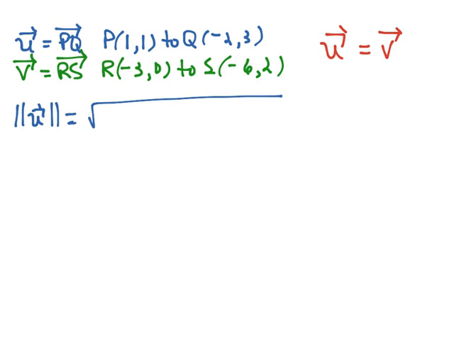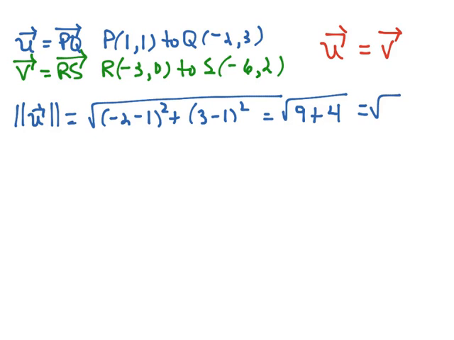Remember, to find the magnitude, it's the same as using the distance formula. So we're going to say x2 minus x1 squared plus y2 minus y1 squared. And that's going to give us the square root of negative 2 minus 1 is negative 3, squared is 9, 3 minus 1 is 2, squared is 4. So the magnitude of vector u is the square root of 13.